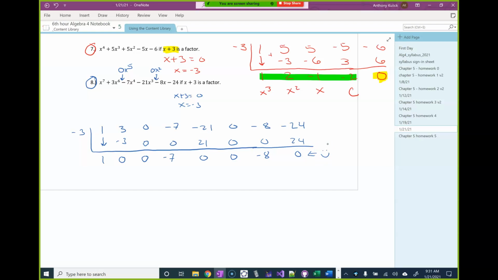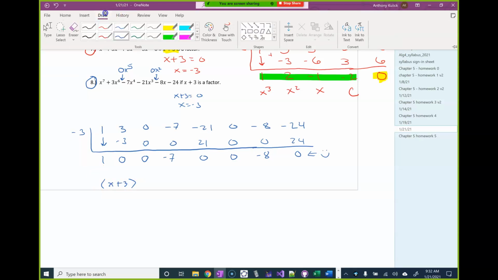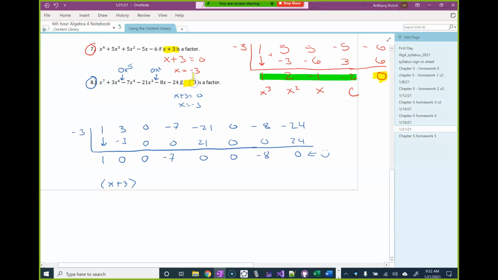Since we knew that x plus 3 was a factor, we were told that in the problem, we knew when we divided the polynomial by the factor, it should give us a remainder 0. Everybody's okay with that? Okay. So what we can say then is my factored form is going to have the x plus 3 in it. Again, I know that because I got the 0. And then my other factor is going to come from the quotient here.